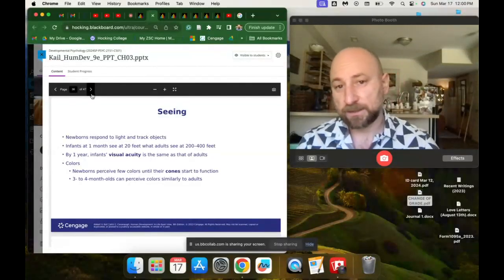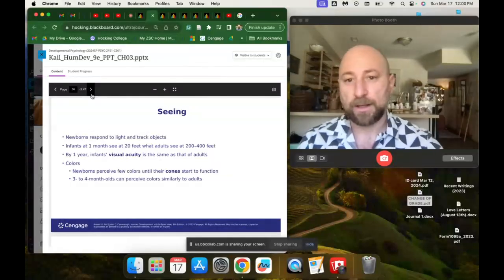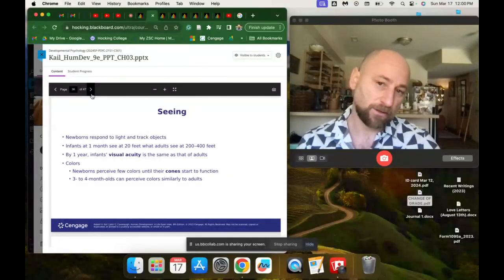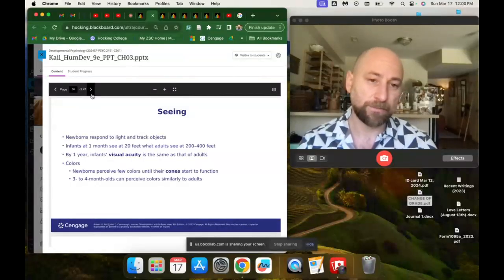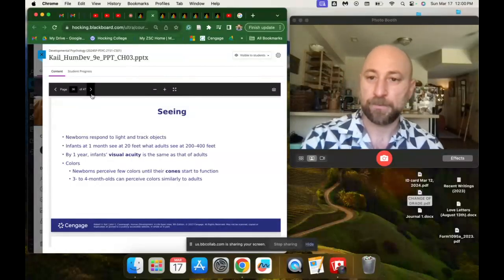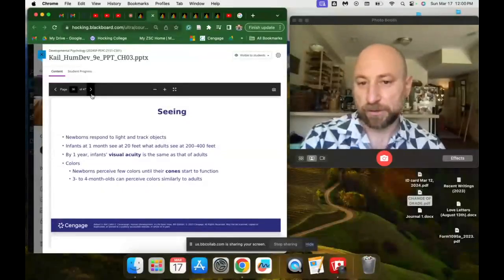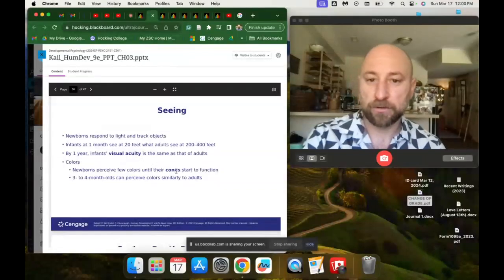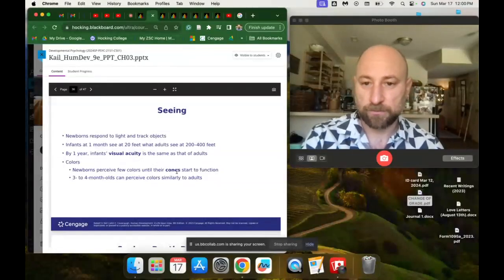Newborns respond to light and track objects they can see when they're first born. At 1 month, they can see at 20 feet what adults see at 200 to 400 feet, meaning they can't see as well, right? By 1 year, infants' visual acuity is the same as that of adults. Newborns perceive few colors until their cones start to function at about 3 to 4 months old.